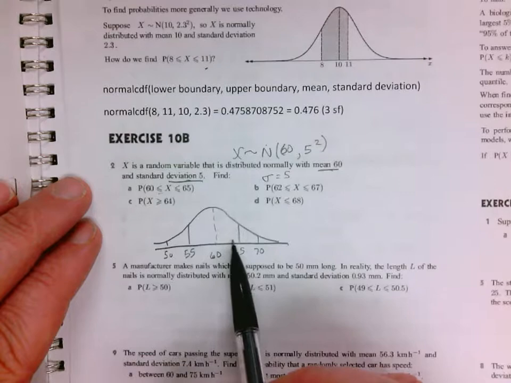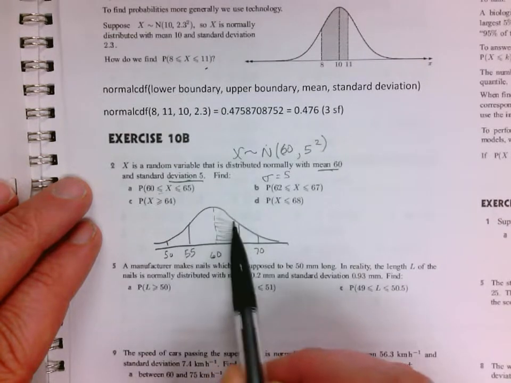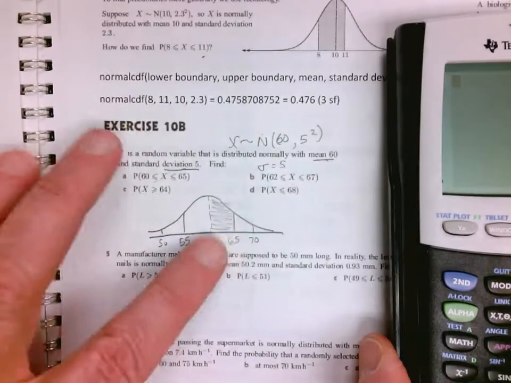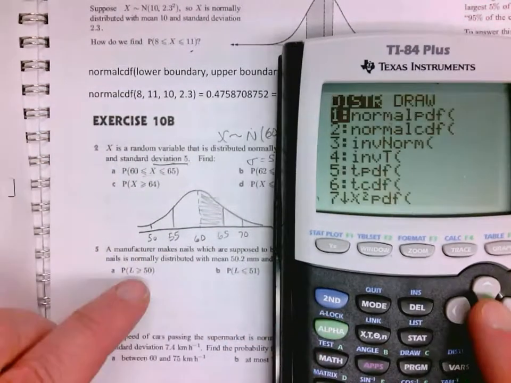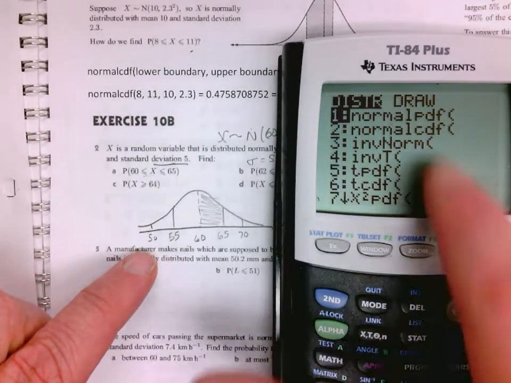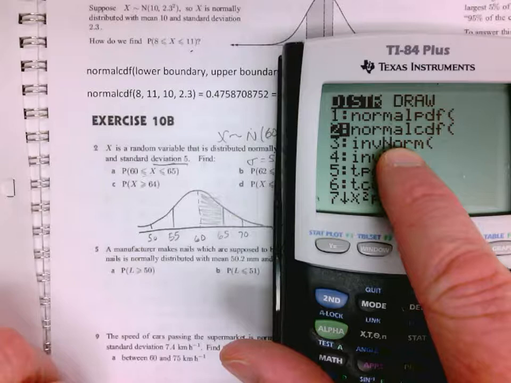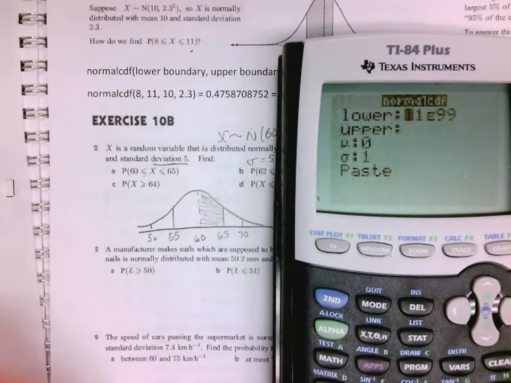So what is the area between 60 and 65? Remember, the whole area adds up to 1, so what fraction of the area? So to do that, we have two distribution things we can use. We can use normal CDF or we can use inverse norm. Inverse norm is when you know the probability. Normal is when you're trying to find it.